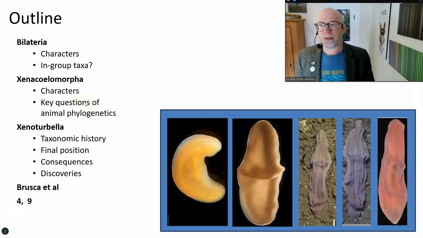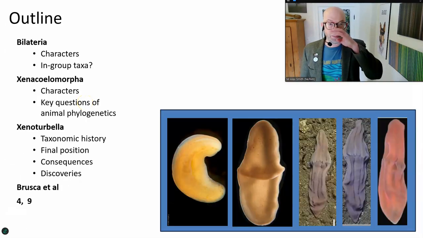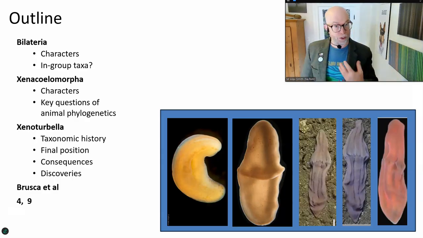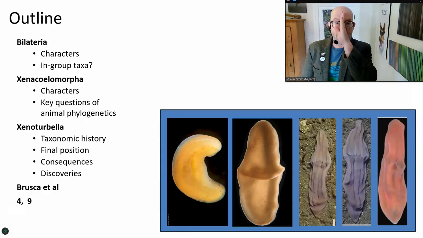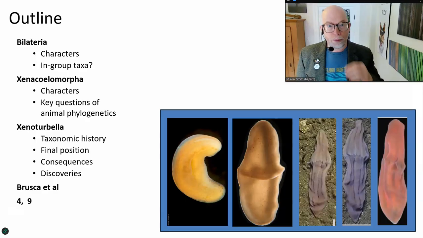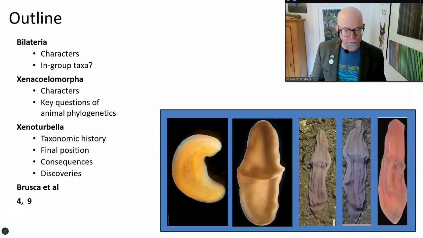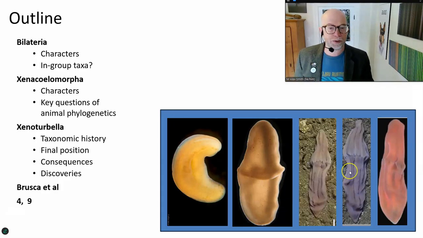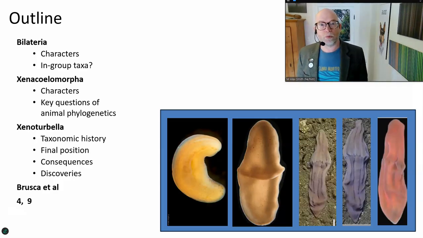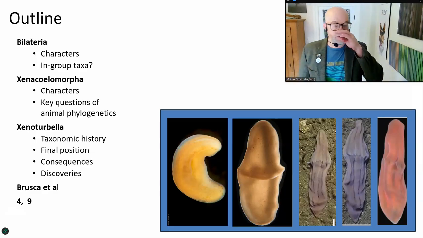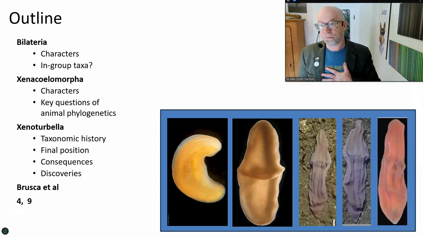So today we're going to begin talking about the bilaterians, the taxon that is bilaterally symmetrical, the taxon that we are part of. And this group, the Xenacoelomorpha, exemplified with the pictures of different species of Xenoturbella, is a lot of the narrative, kind of the story that we're going to weave. We're going to talk about key characters, how this taxon presents some very key questions about animal phylogenetics and our understanding of evolution within our own taxon.